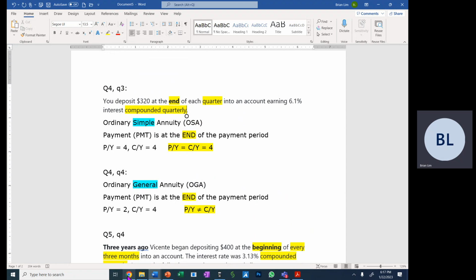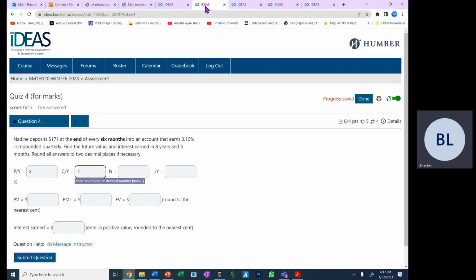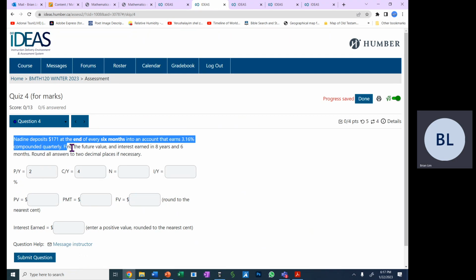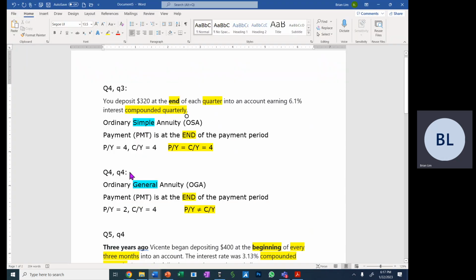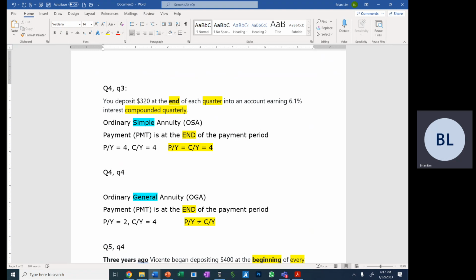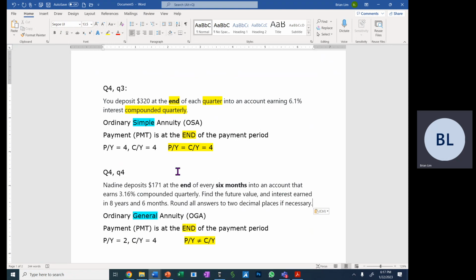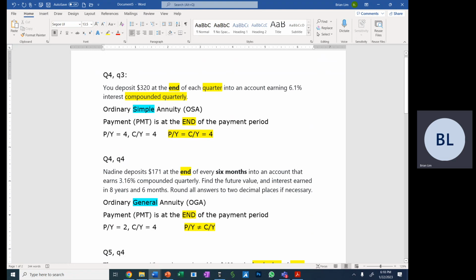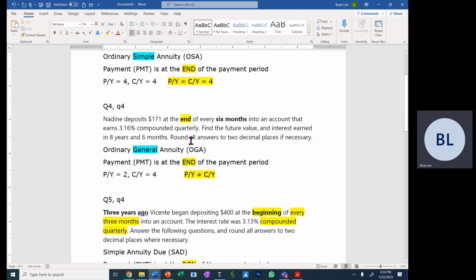So quiz 4, question 4, let's go over there and get that one also. And you will see the exact question. And let us paste it in here. So there you go, there we are, and there is the paste. And there we are, the end. You see the word end comes up. That is the word that indicates to us about what kind of annuity. All right, those are ordinary ones, ordinary simple, ordinary general.